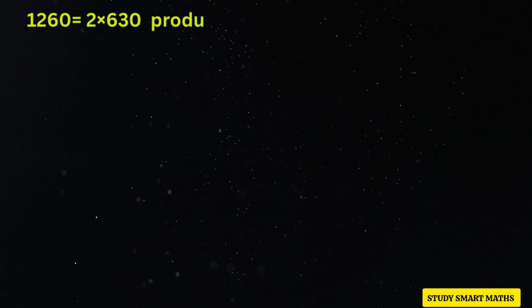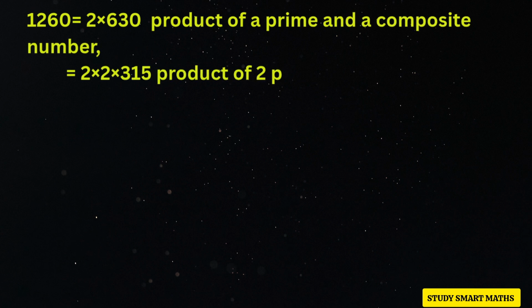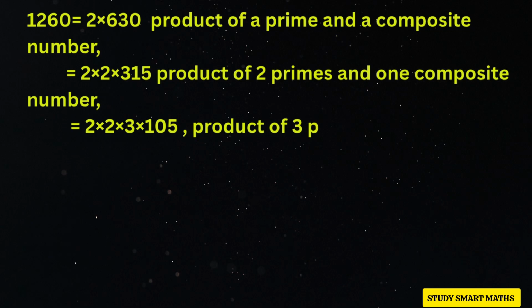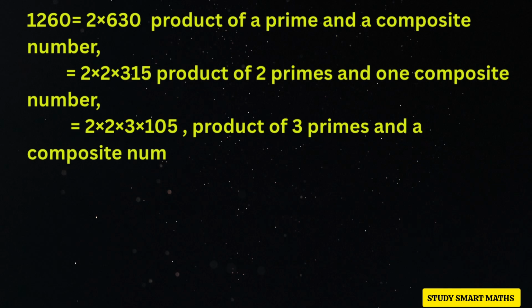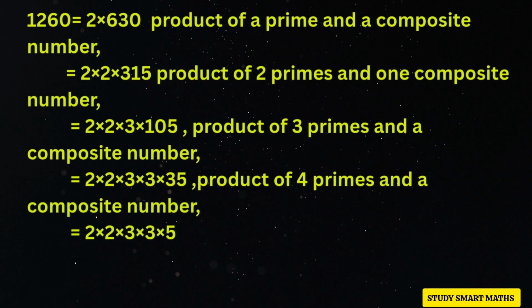1260 equals 2 times 630, the product of a prime and a composite number. This equals 2 times 2 times 315, the product of two primes and one composite number. This equals 2 times 2 times 3 times 105, the product of three primes and a composite number. This equals 2 times 2 times 3 times 3 times 35, the product of four primes and a composite number. This equals 2 times 2 times 3 times 3 times 5 times 7, the product of all prime numbers.